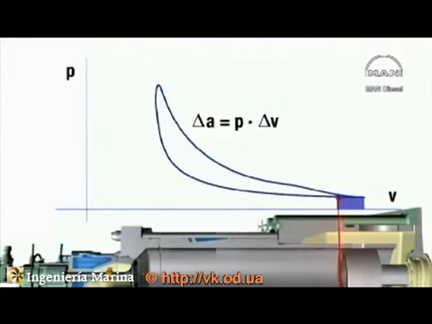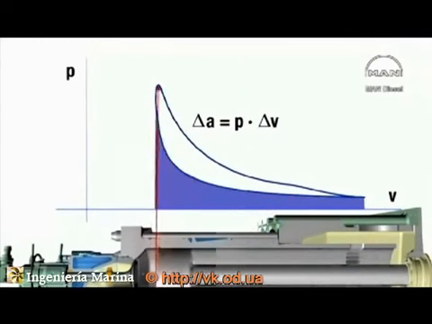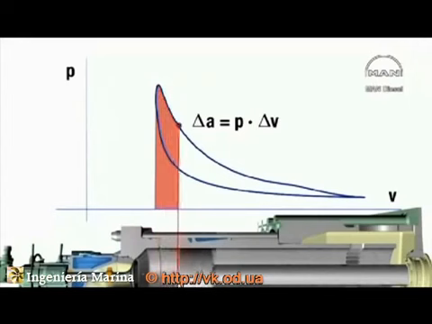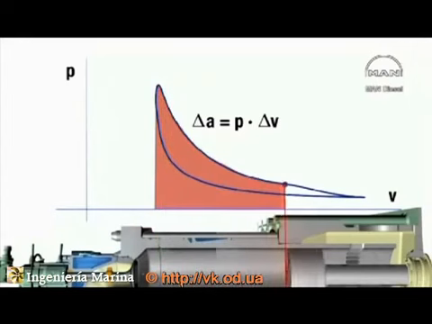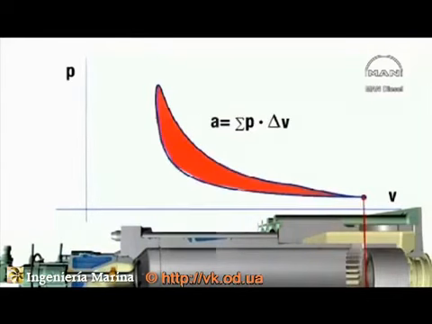The amount of work transmitted to the piston during a full engine revolution must therefore be the difference between that delivered during the compression and that received during the expansion. In other words, it's given by the area between the curves. Thus, A equals sigma P multiplied by delta V.